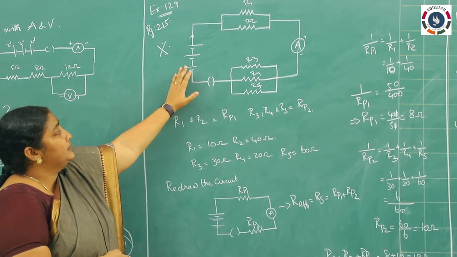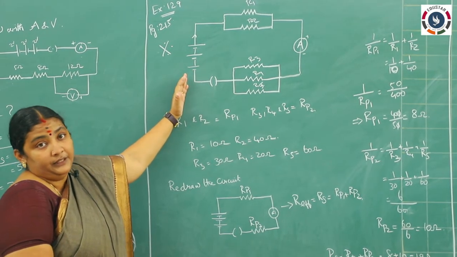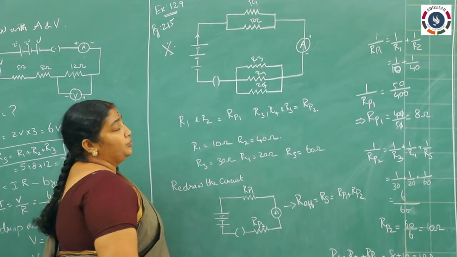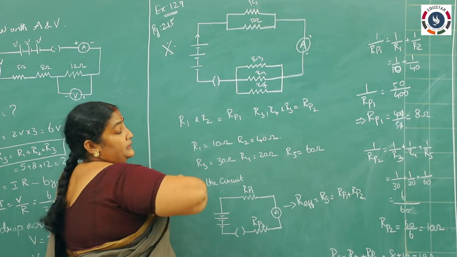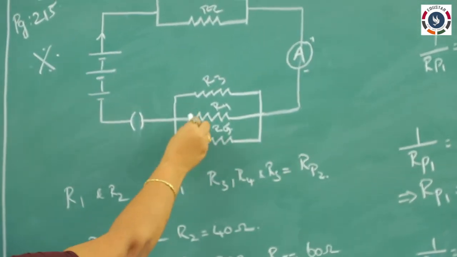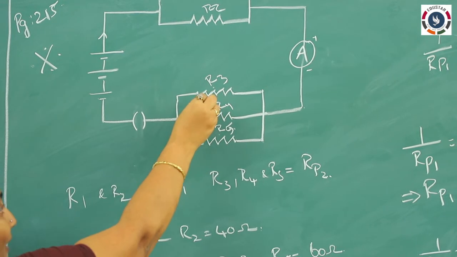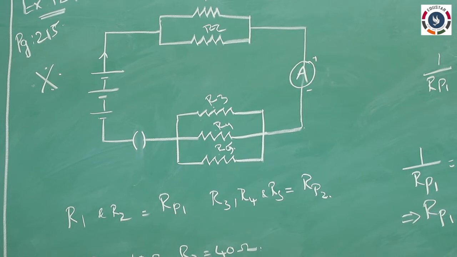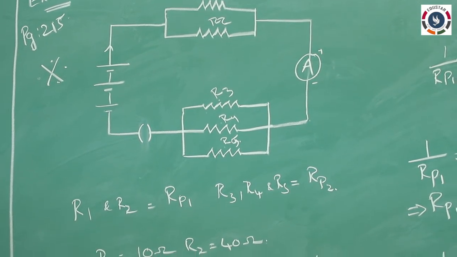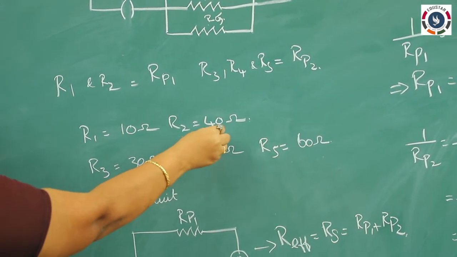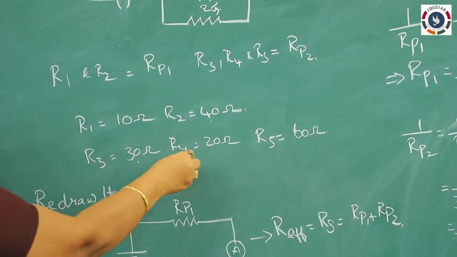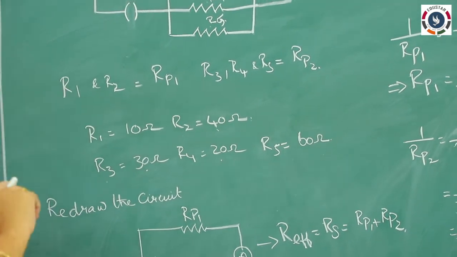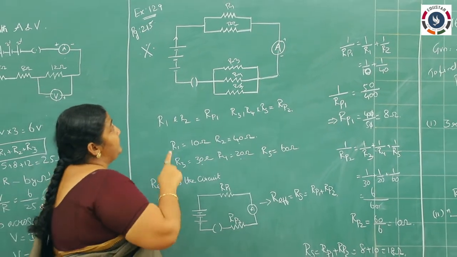See, the same circuit diagram is given in your textbook also. The circuit is given where the resistors R1 and R2 are connected in parallel. An ammeter is connected in series with them, and the resistors R3, R4, R5 are again connected, and they are connected with a plug key and the circuit is closed. Now we are given the values: R1 is 10 ohm, R2 is 40 ohm, R3 is 30 ohm, R4 is 20 ohm and R5 is 60 ohm. From this question, now we can understand the first part.